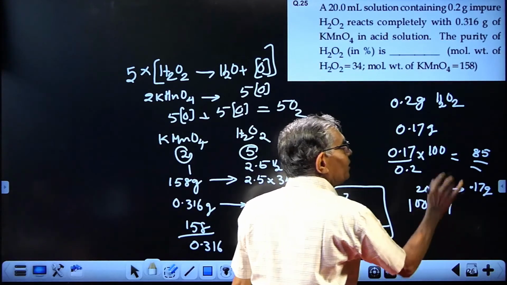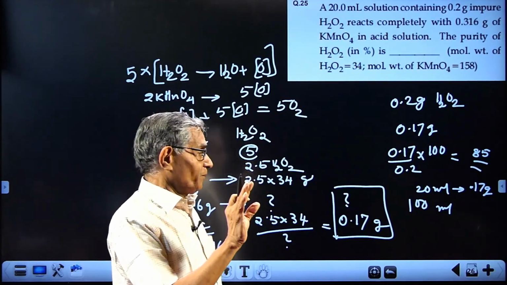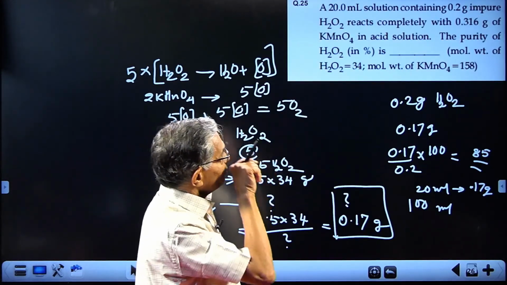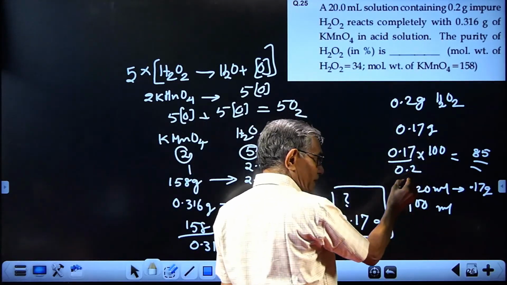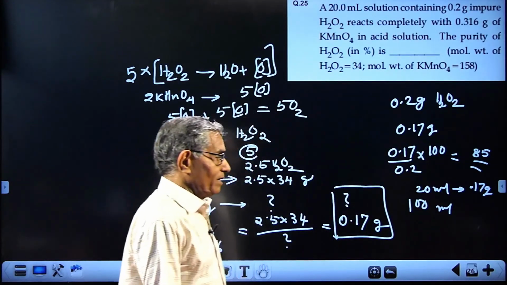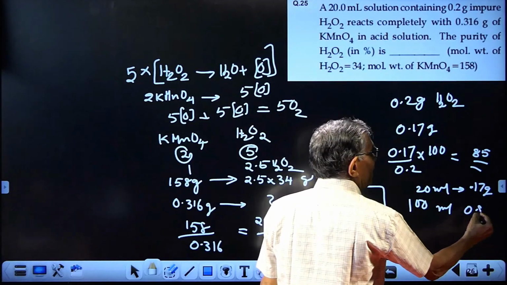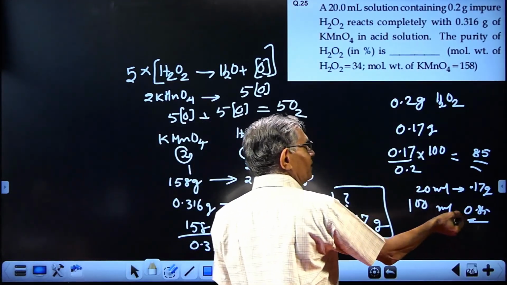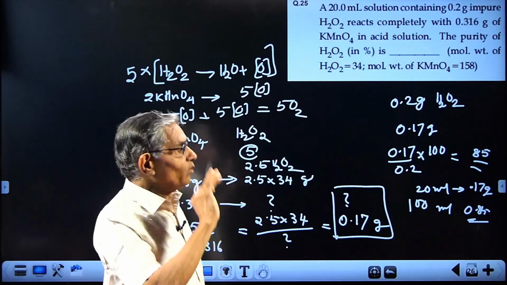Such a calculation is not possible, because what you require is the percentage, not of the solution. You are not asked to calculate the percentage purity of the solution. You are asked to calculate the percentage purity of hydrogen peroxide. So, the weight of hydrogen peroxide originally taken, actual weight of H2O2 chemically found, into 100. So, this 100 ml will give another result, which is 5 times this value, which is 0.85. But that is not the answer. It is only expressing the amount of H2O2 in 100 ml of the solution. That is not what is required.